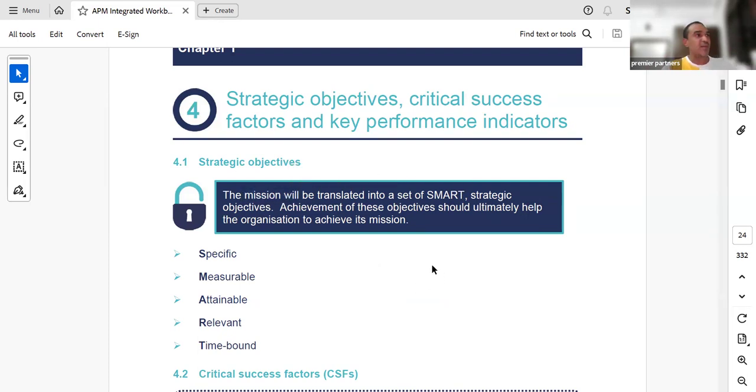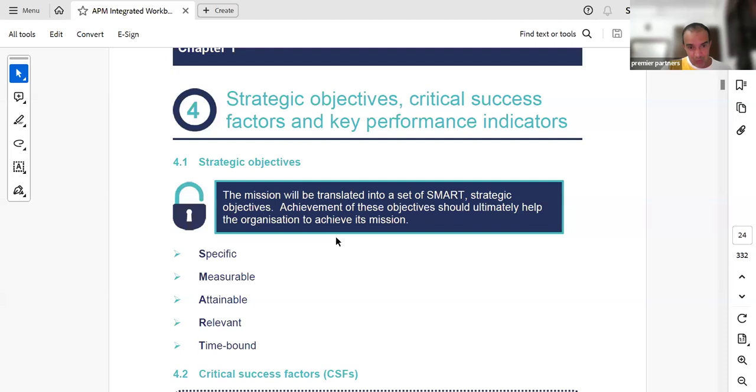Mission is what the company wants to achieve. So mission will be translated into a set of smart strategic objectives. Achievement of these objectives should ultimately help the organization to achieve its mission. So basically, your mission should be smart. That is, it should be specific. It should relate to a specific area. Measurable, you should be able to put a number there.